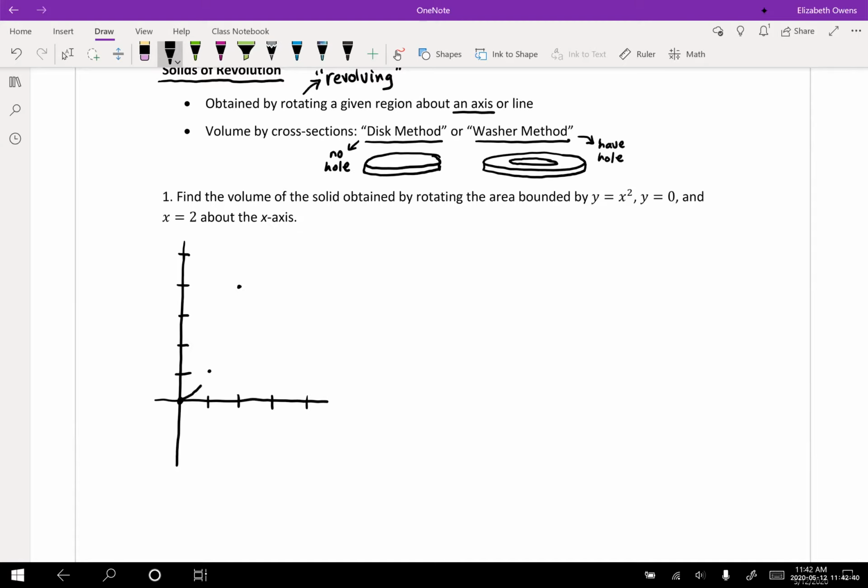Okay. So there's the parabola. There would be this other side to that as well. All right. Then our next boundary here is y equals 0. Okay, so y equals 0 would be the x-axis. So this is also a boundary. And then our last boundary is x equals 2. So that would be right here, vertical line.